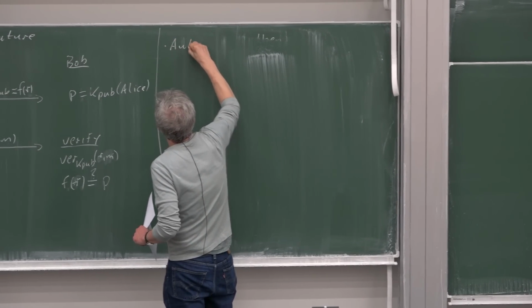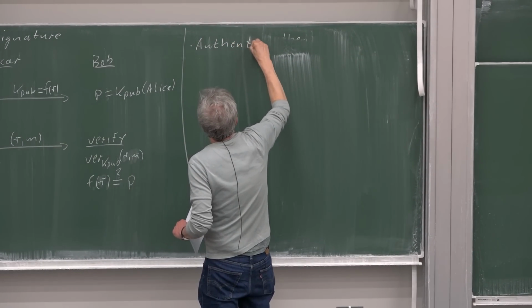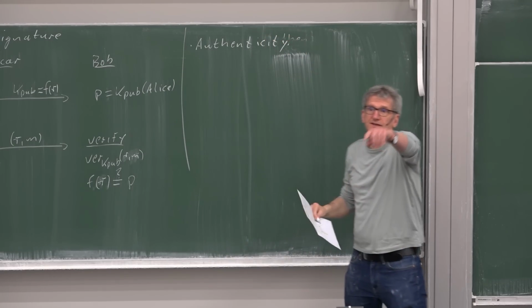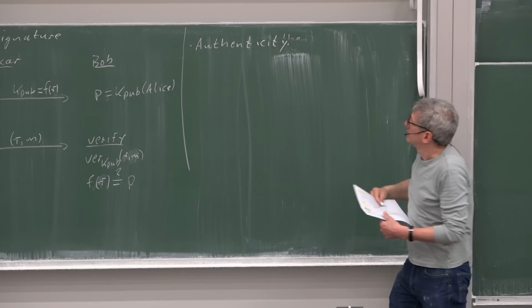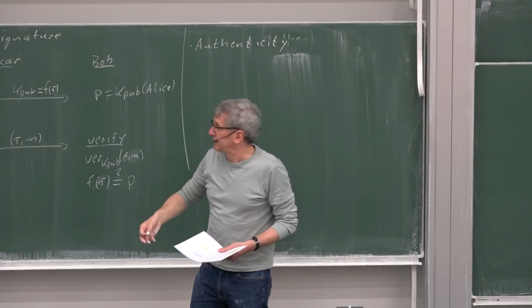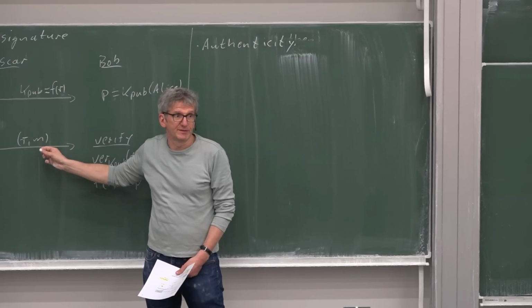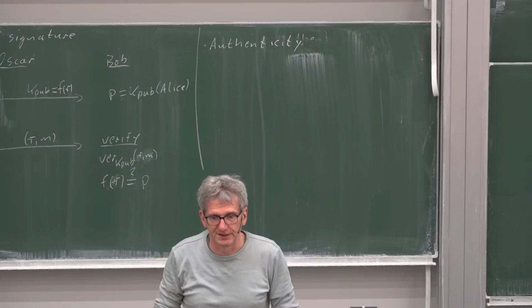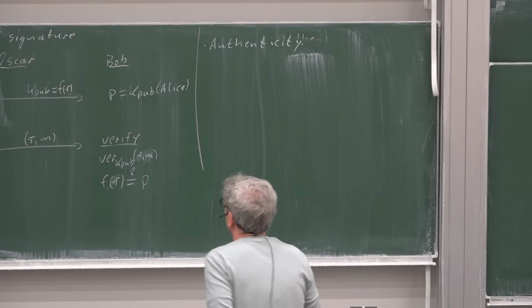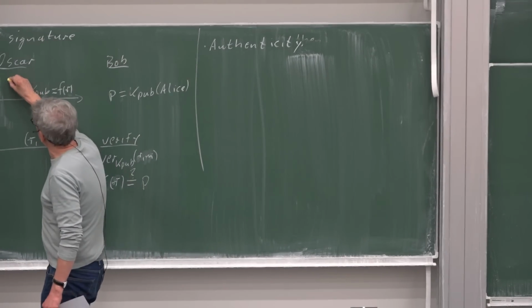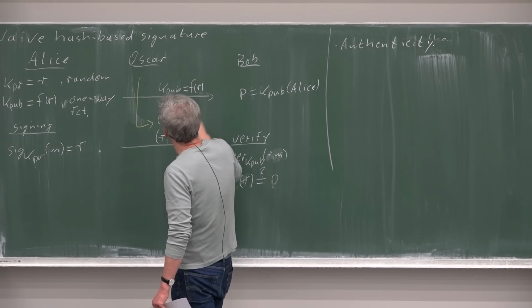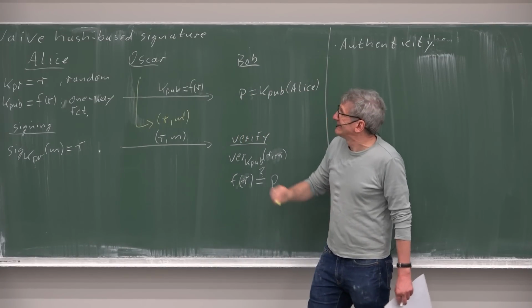First is authenticity, and this is exactly what you just said here, right? It means sender authentication, meaning is this message really coming from Alice? Yes, I mean, do this thought experiment. Oscar would love to do this, right? Oscar would love to send R, M prime here, right?